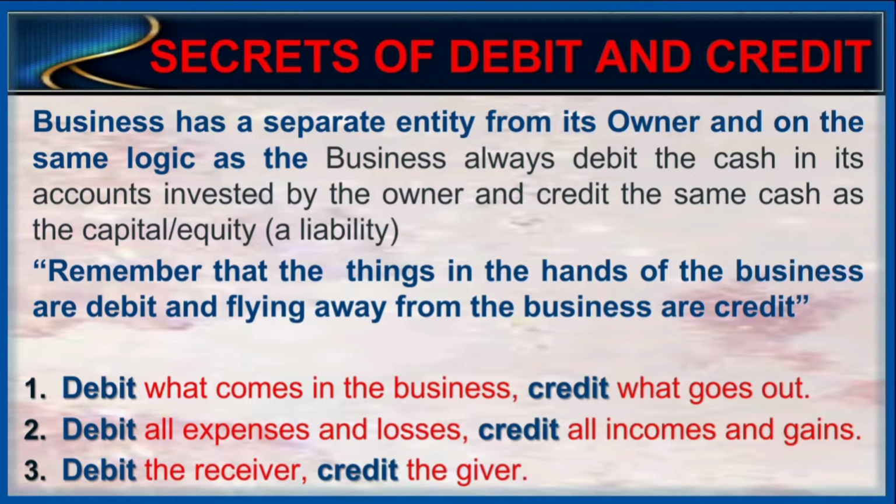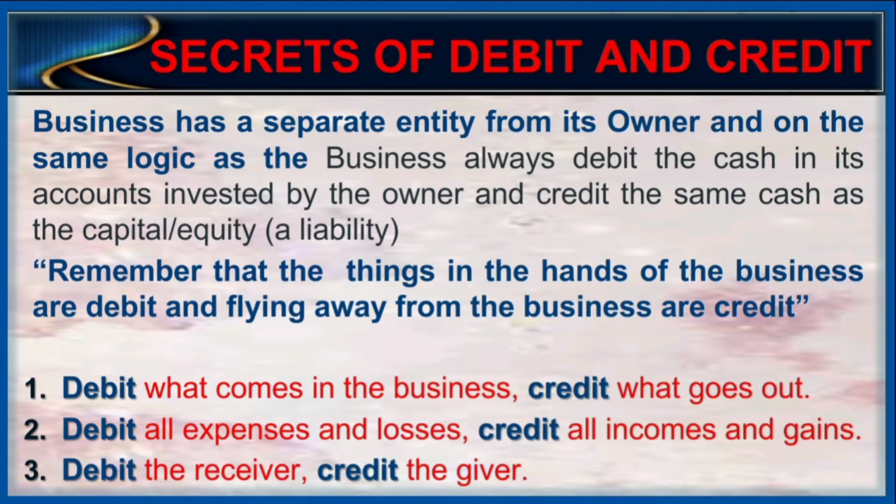Secrets of debit and credit. Business has a separate entity from its owner, and on the same logic the business always debits the cash in its accounts invested by the owner and credits the same cash as the capital or equity, that is a liability. Remember that the things in the hand of the business are debit and flying away from the business are credit. 3 secrets of debit and credit are number 1, debit what comes in the business, credit what goes out.